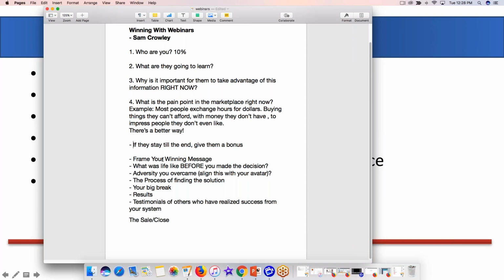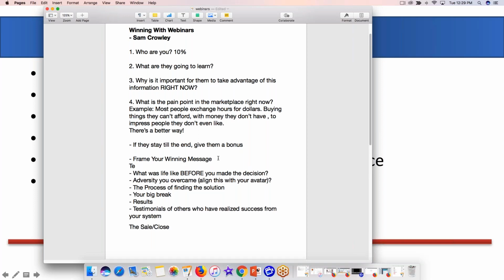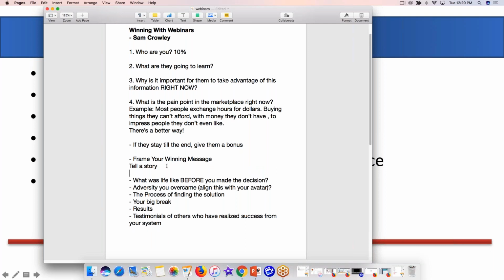And then learn how to frame a winning message. This is what we were talking about earlier: the difference between a message and a winning message is that ability to tell a story. This is the most critical component of any speaker, trainer, or seminar leader, is their ability to tell a story. That is how you frame the winning message, okay?